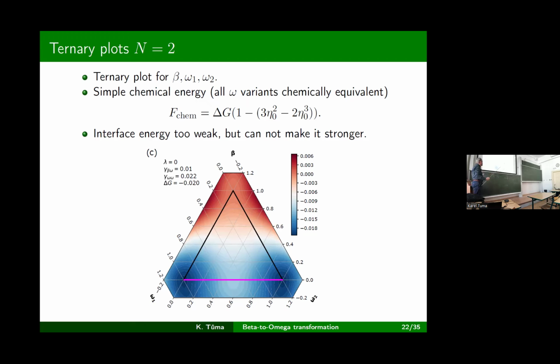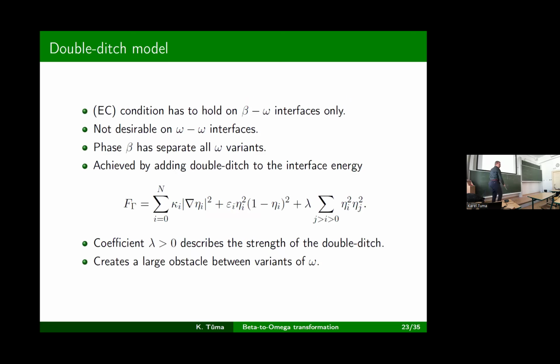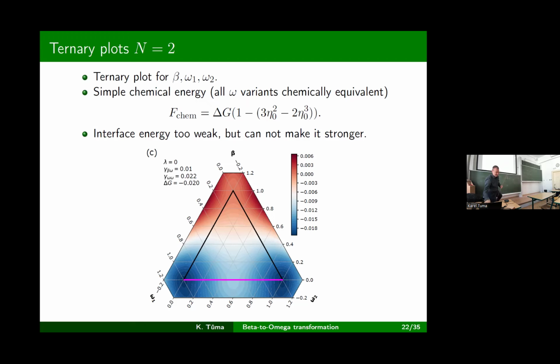So one possibility would be, really, as I said, to increase gamma omega omega. Again, I repeat, we cannot, because we would not satisfy the positive definitions. So we need to modify the model, and we modify the model by something we call double ditch. I will show again the ternary plot. So we call it double ditch, in Czech dvojkorítko, because we add one ditch on this edge between beta omega 1 and one ditch on this edge beta omega 2.